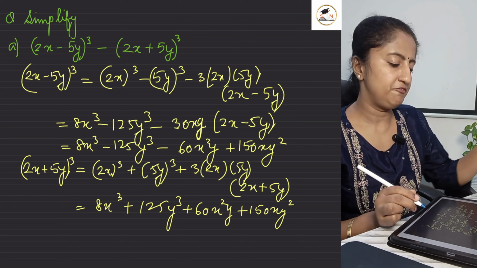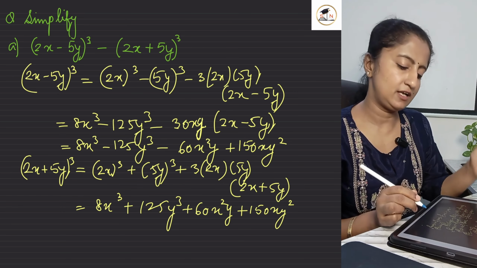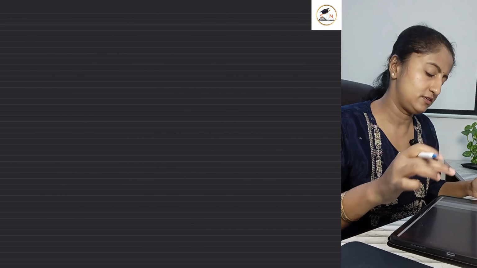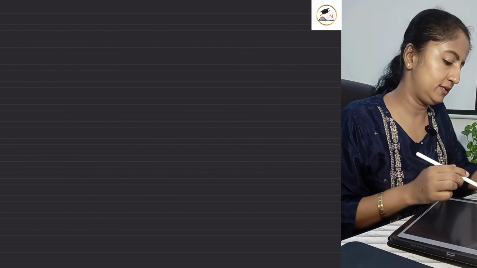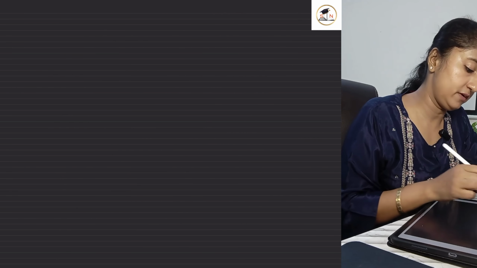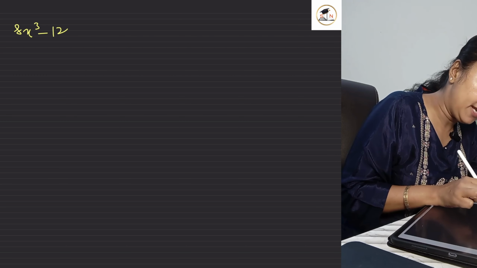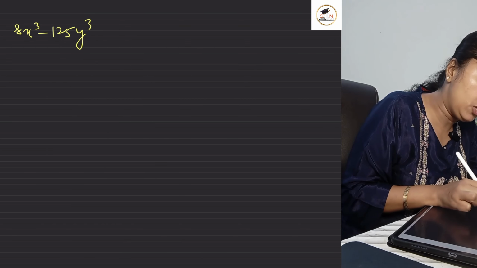So what we have done, we have expanded the 2 brackets. Now we need to club them and subtract the answers, right? So now joining things, we have to be ultra careful over here. The terms for the first one were, I remember them. So we have 8x cube minus 125y cube, right?